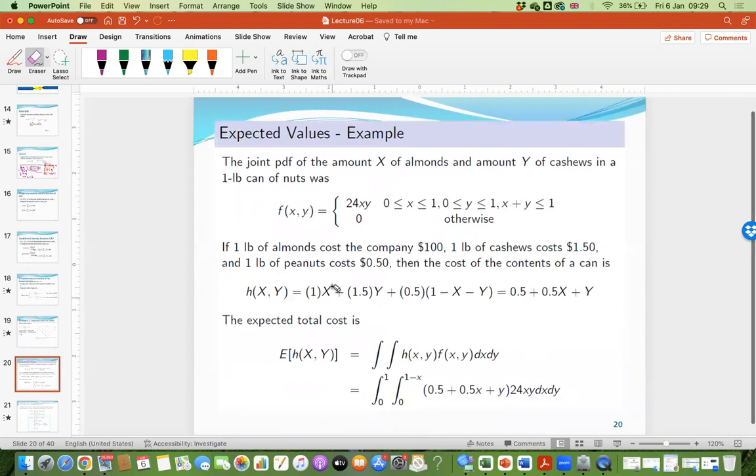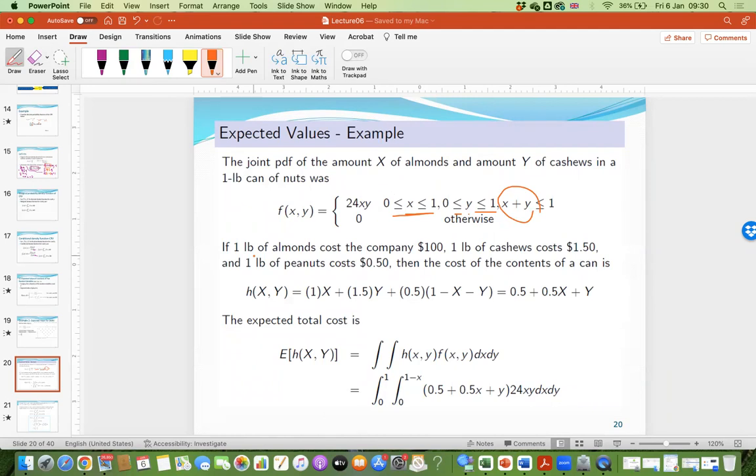Okay, what about the continuous case? Let's have a look at this example, very interesting. The joint probability density function of the amount of x of almond and amount of y of cashew nut in a can of nuts is this equation. If you look at it properly, the condition of x is between 0 and 1, the condition of y is between 0 and 1, and x plus y is not more than 1. There's an equation on this part. Can you see this?